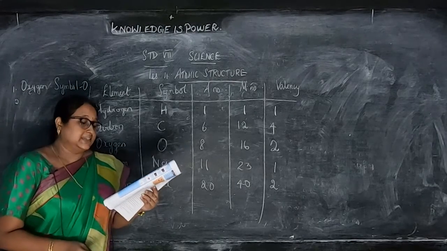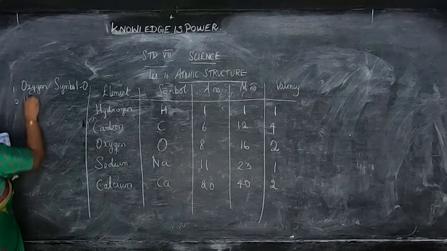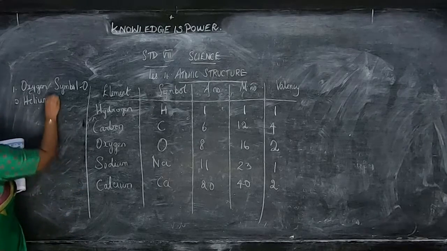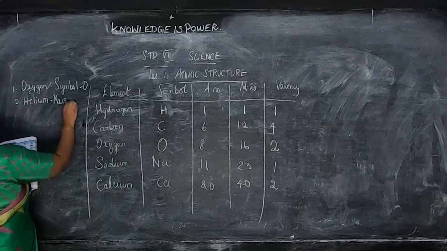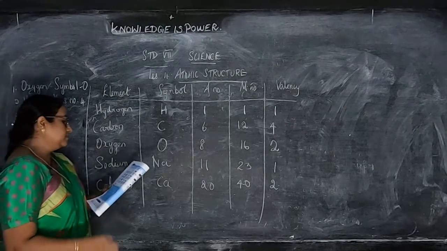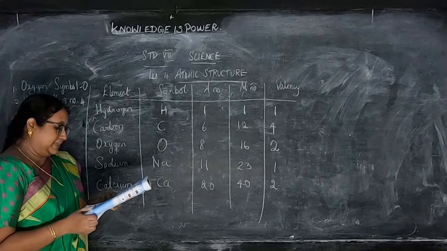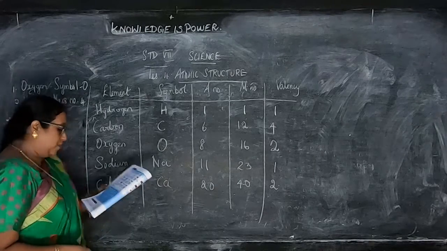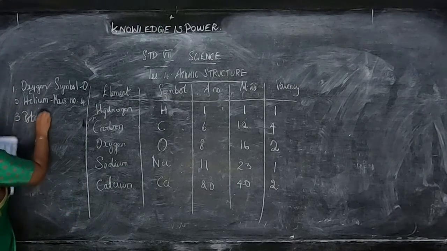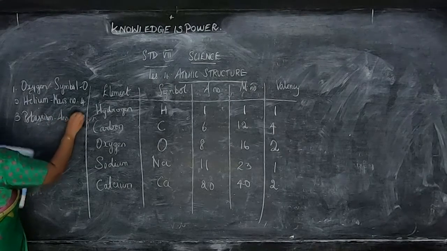Okay, children. The next is, it is used in filling the balloons. It is a gas. What is its mass number? So what do they fill in the balloon? Helium gas. So what is the mass number? Mass number is 4. Then name the element present in banana. What is its atomic number? The element you can find in banana is potassium, and its atomic number is 19.